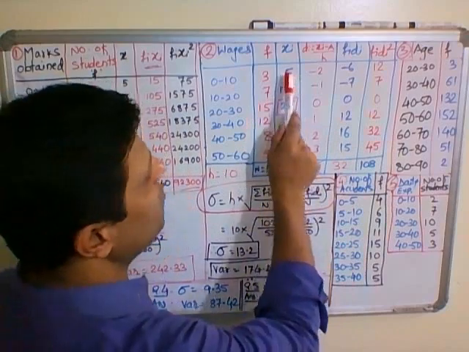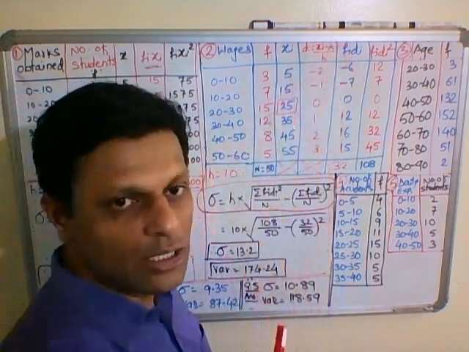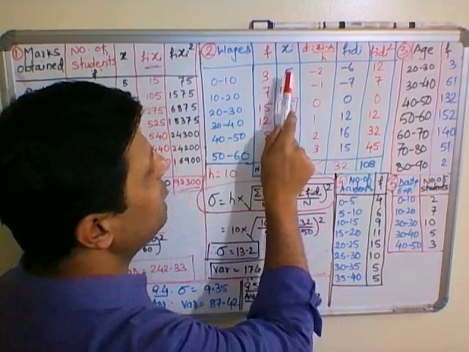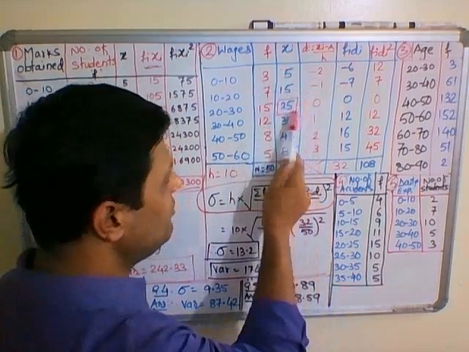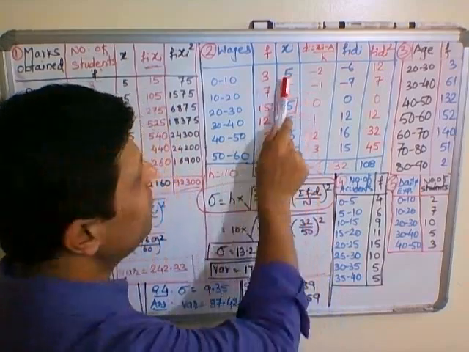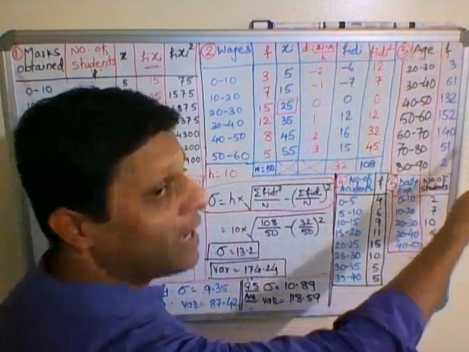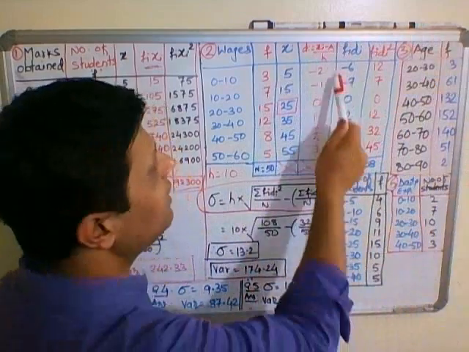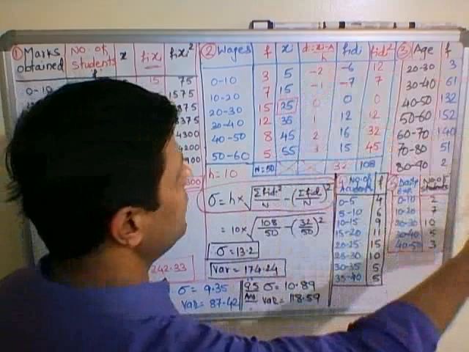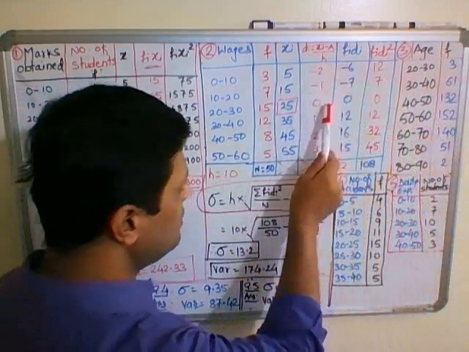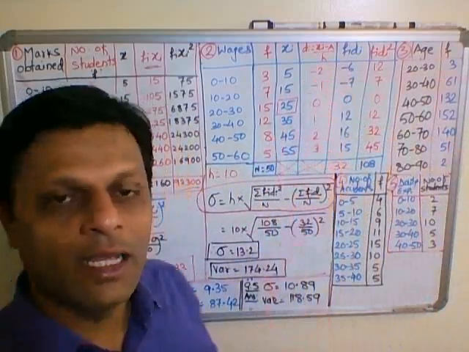Now each x value minus A upon h. My first x value is 5. So 5 minus 25 divided by h, that is 10. 5 minus 25 is minus 20, divided by 10. I get minus 2. 15 minus 25 by 10 is minus 1. Then 0, 1, 2, 3. In this way we get di values.